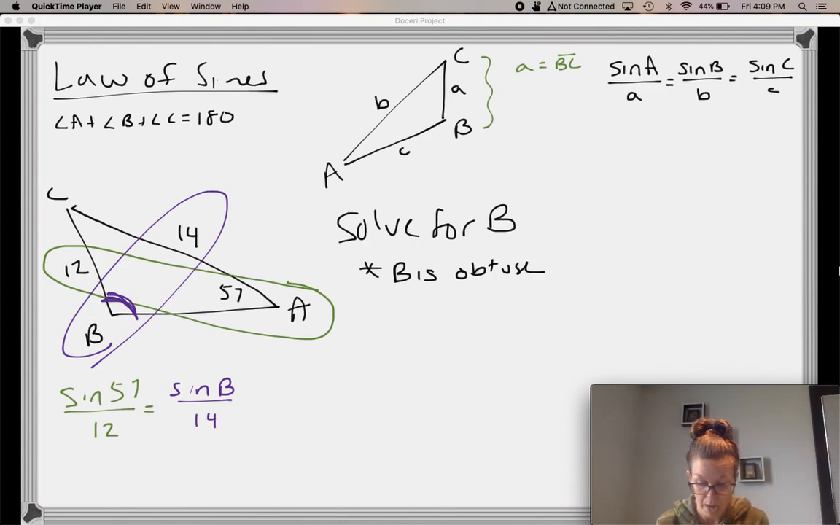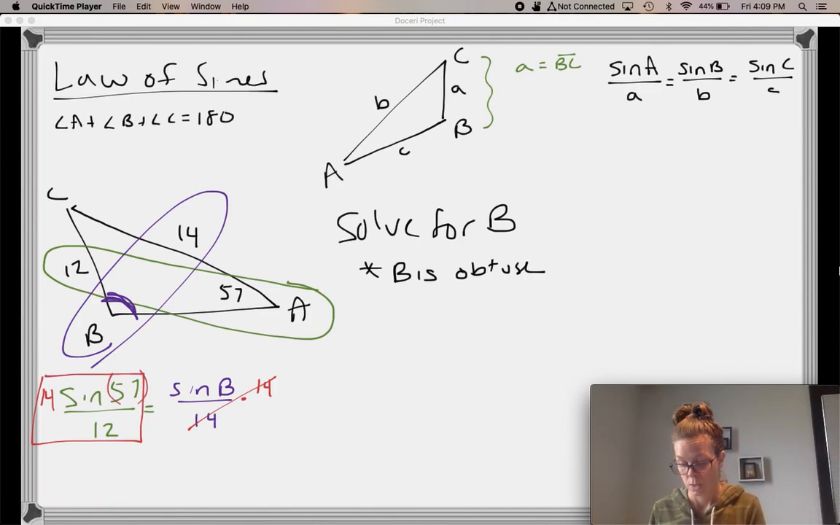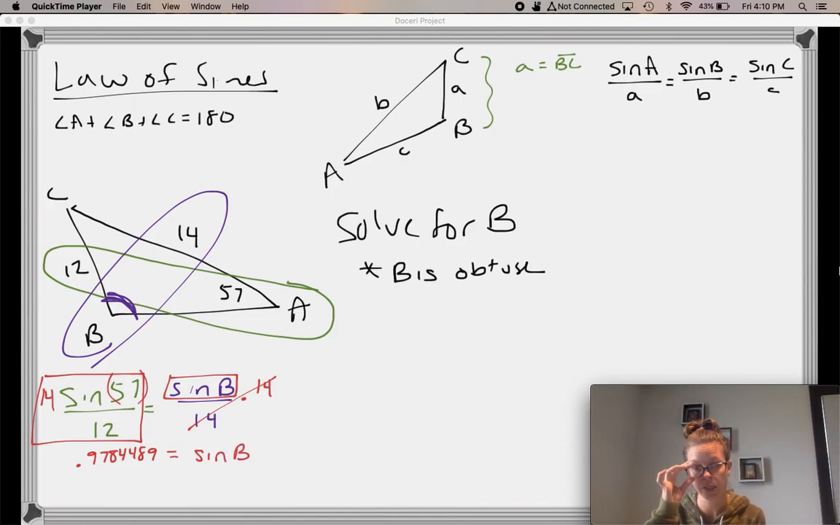Okay, so I can cross multiply, and that will totally work. Or because B's on top, I can just multiply by 14. A little bit quicker, just one step quicker. I'm going to type this into my calculator, remembering the open and close of parentheses. So 14 sine 57, close those parentheses, divide by 12, and I get my long decimal answer of 0.9784489, blah, blah, blah. And that is equal to what's left over here, which is the sine of B. So not my answer yet.